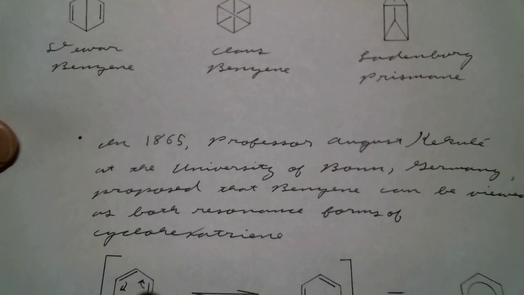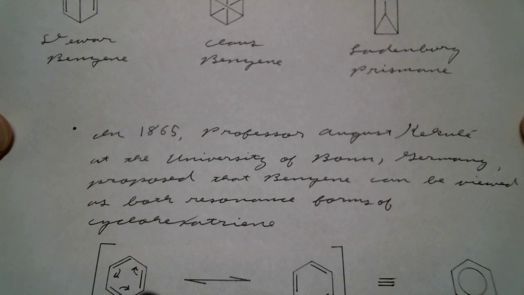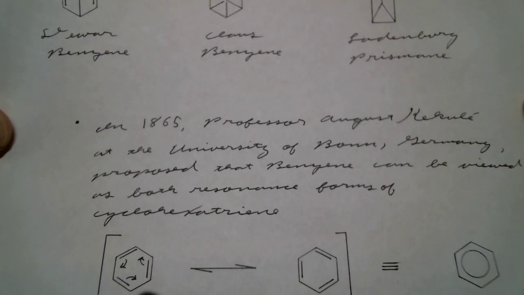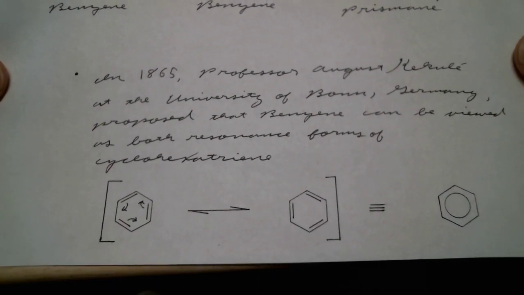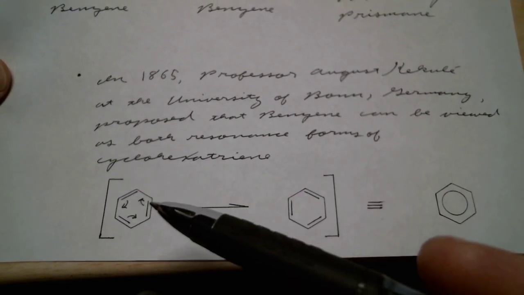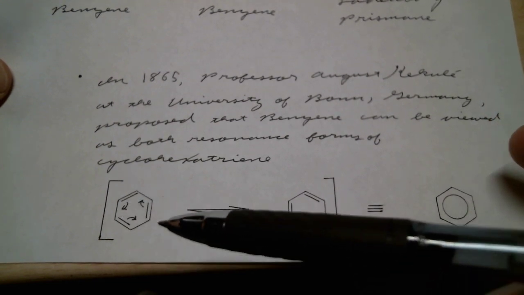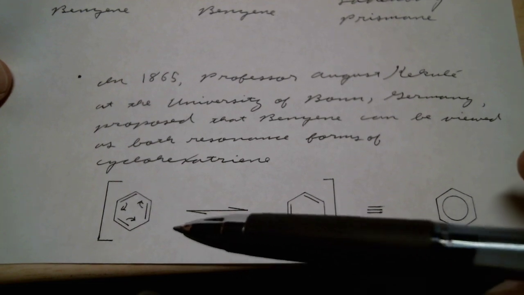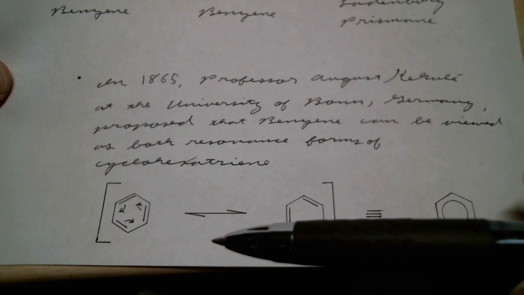In 1865, about the time America had resolved what kind of country it was going to be, Professor August Kekulé at the University of Bonn, Germany, proposed that benzene can be viewed as both resonance forms of cyclohexatriene. And here we have a six-membered ring with three double bonds, and of course, because it's a conjugated pi system, one could easily think of this molecule as two different resonance forms.